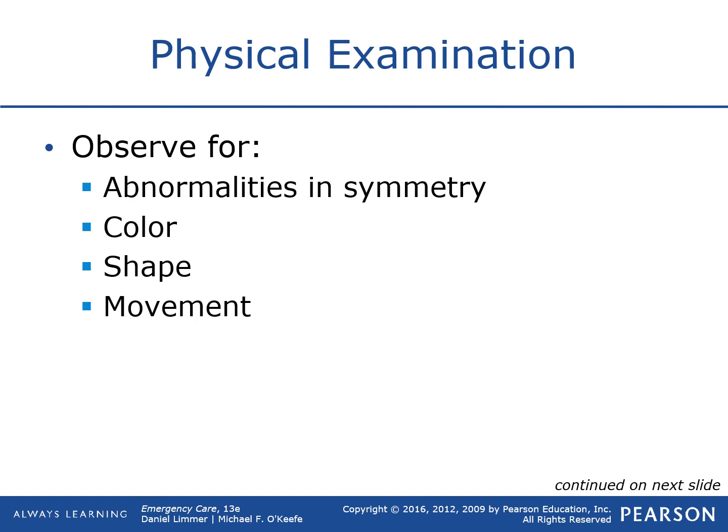When you're looking at your physical examination, you want to look at abnormalities and symmetry. So make sure that one leg looks like the other leg, or one arm looks like the other arm, or one side of the chest looks like the other side of the chest. If one side does not look like the other, find out why, because that's probably due to an injury.